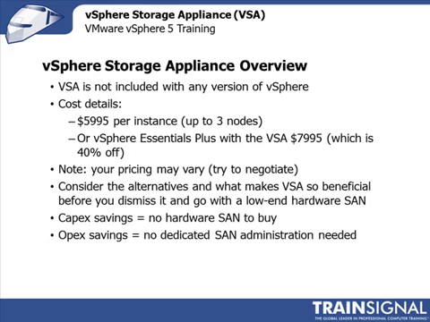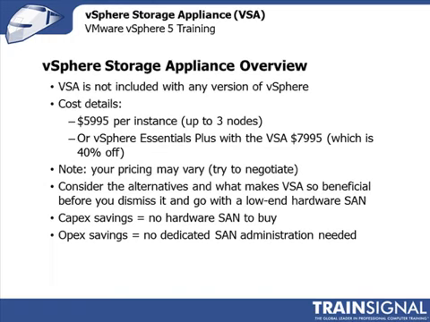Speaking of that price tag, the VSA is not included with any version of vSphere, so it's a completely separate add-on that you purchase. The cost is $5,995 US per instance, or per VSA, that could span either 2 or 3 nodes. So it's going to take all the local storage across those 2 or 3 nodes and create this virtual storage area network. You can also purchase the VSA by bundling it with vSphere Essentials Plus for $7,995 US, which VMware says gives you a 40% discount for buying that complete package.